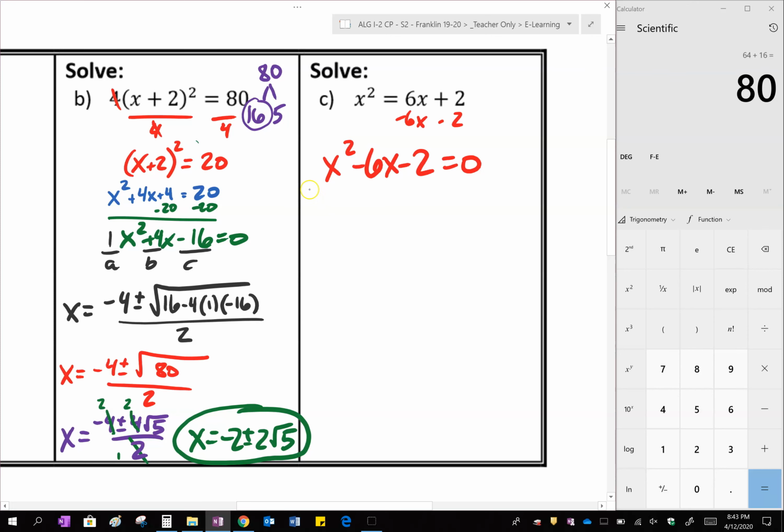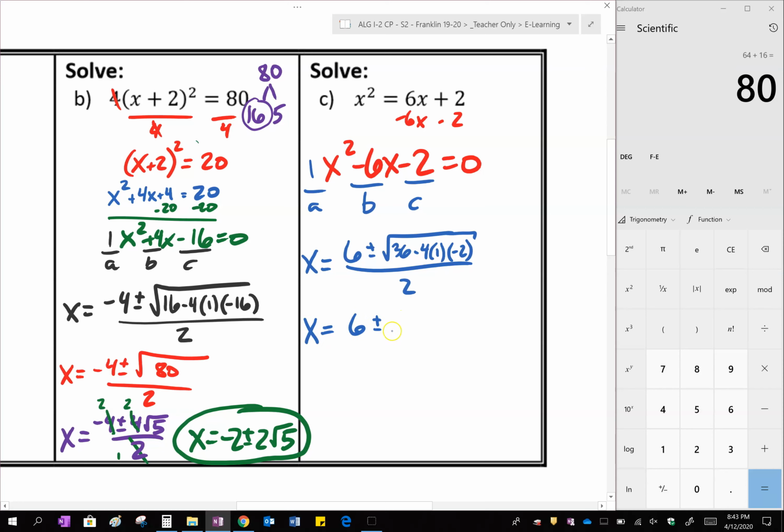All right, it's okay. So we got A is 1, B is negative 6, and C is negative 2. Okay, so x equals 6 plus and minus the square root of 36 minus 4 times 1 times negative 2, all over 2. 2A is 2. So 6 plus and minus the square root of 36 plus 8, right? 4 times 2 is 8. So 44 over 2.